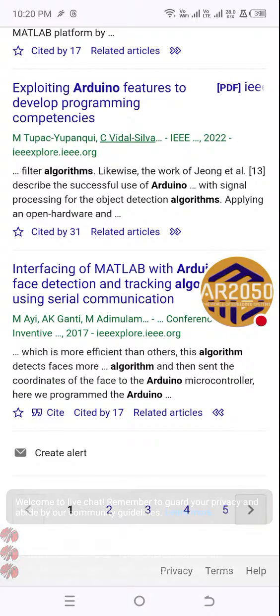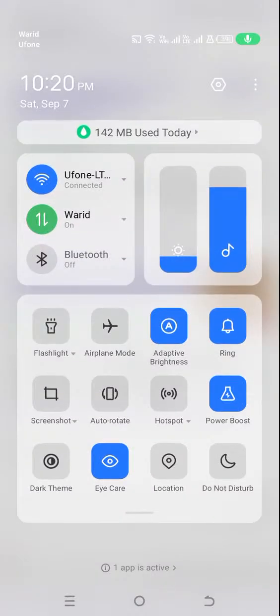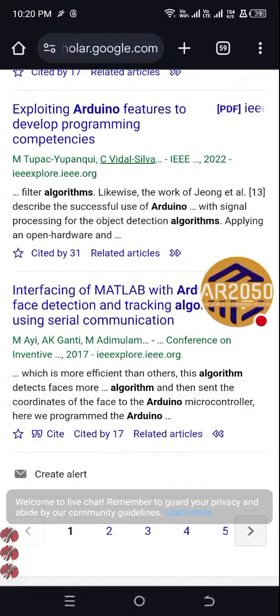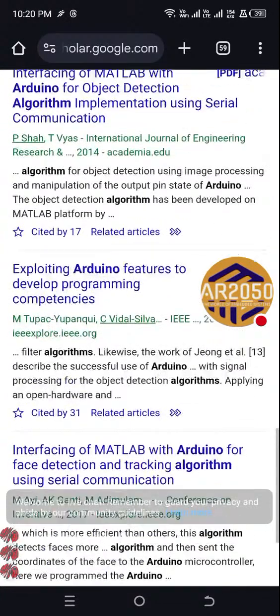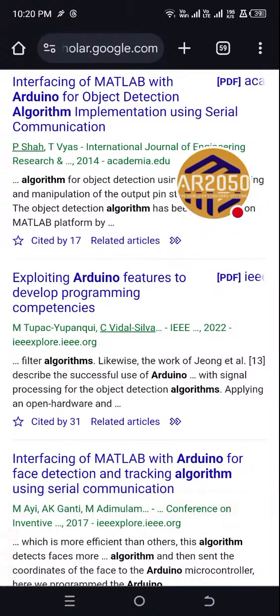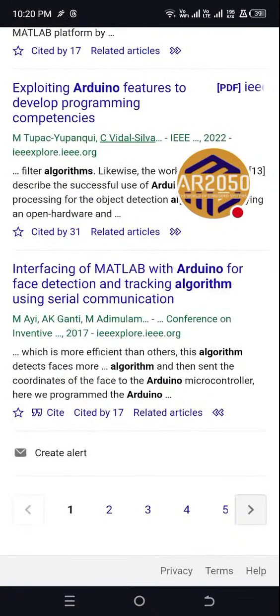Let me switch to a dark theme. This is not going to help much. Let's move next.